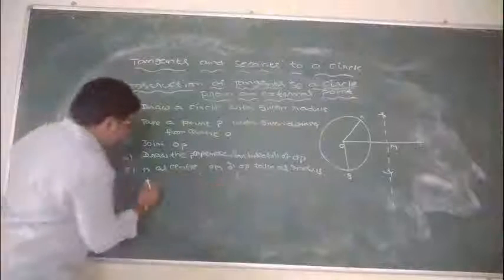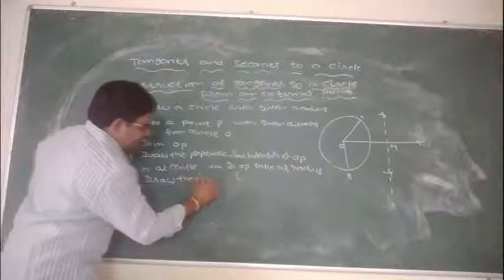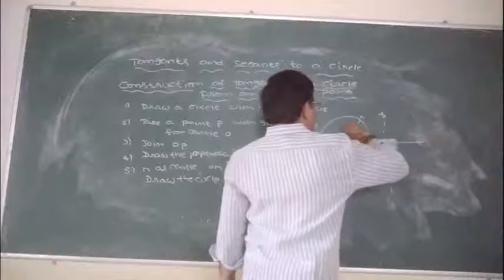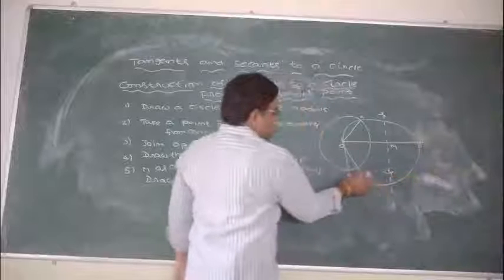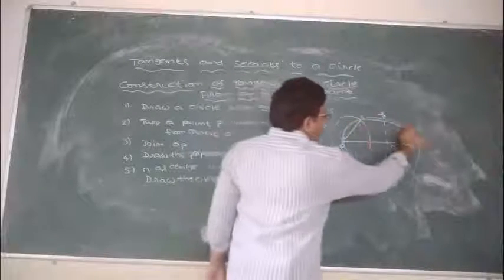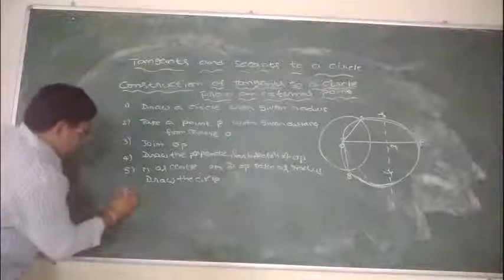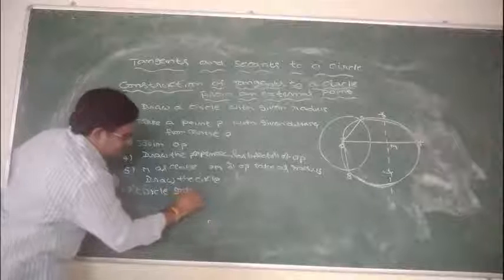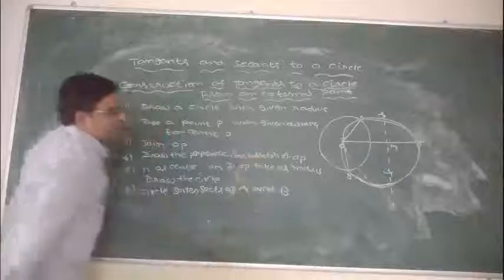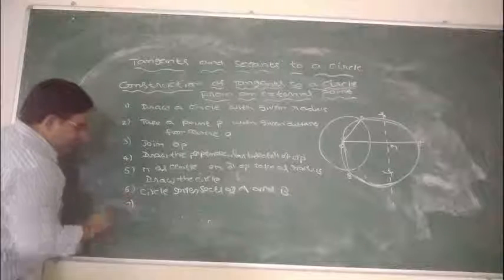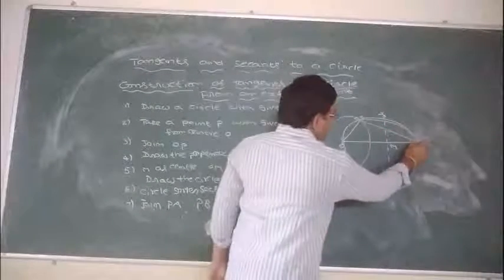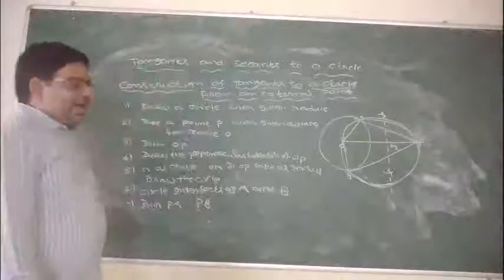Now draw the circle. This circle is passing through O and P, and that circle intersects the original circle at A and B. Then last step, join P to A and P to B.